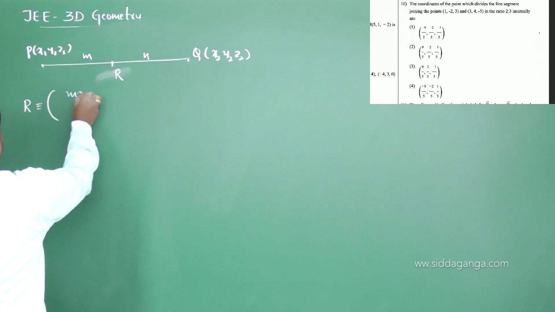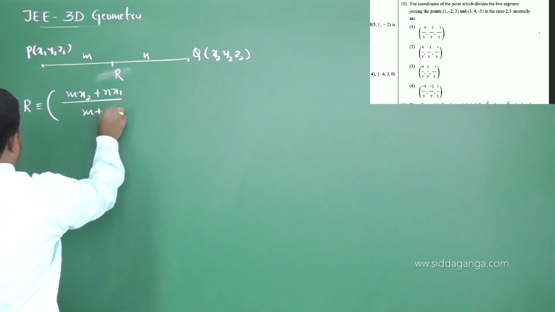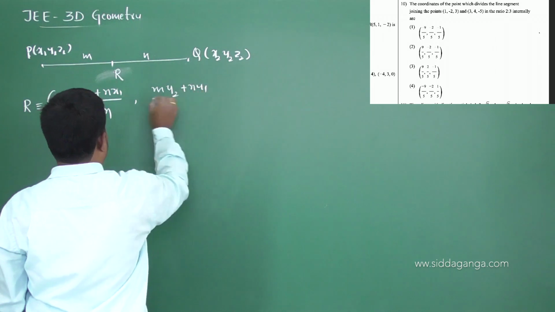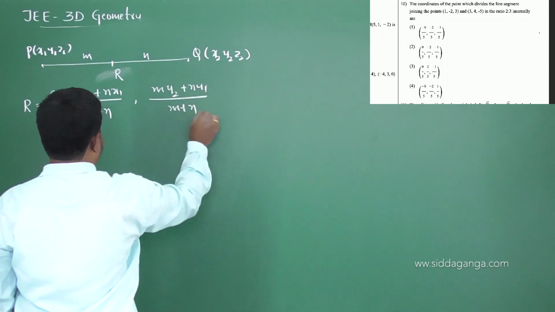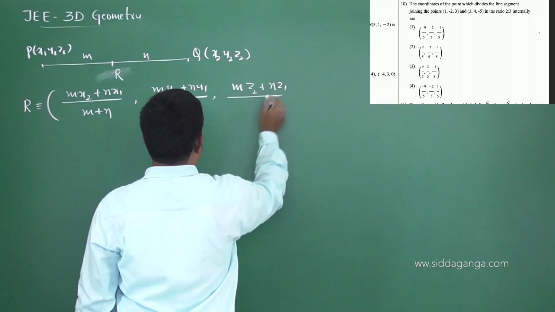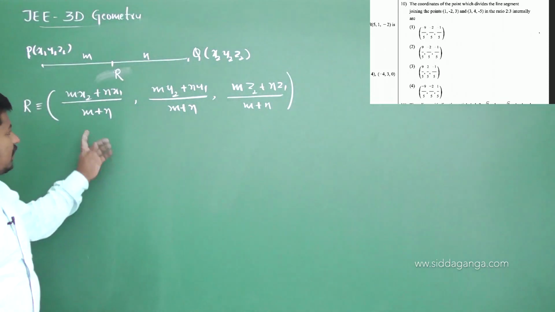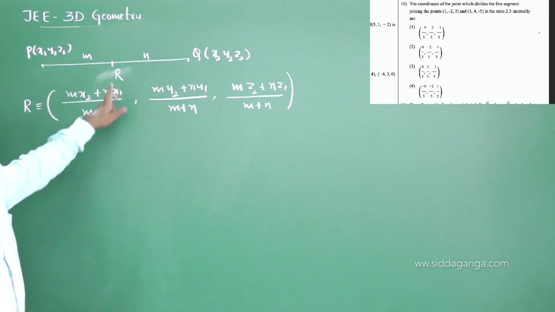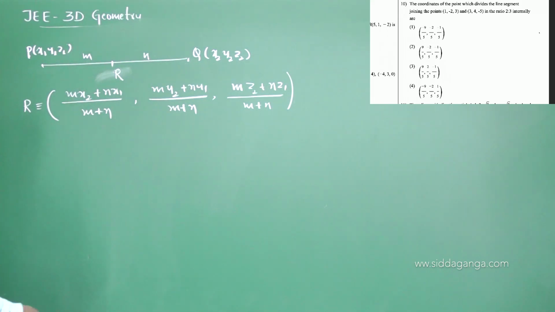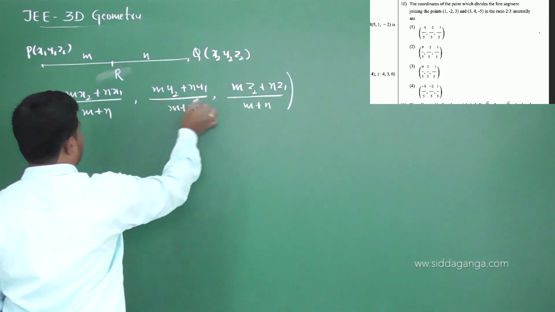(mx2 + nx1)/(m + n), (my2 + ny1)/(m + n), and (mz2 + nz1)/(m + n). So these three will be the coordinates of R when R divides PQ internally in the ratio M is to N. If it divides externally in the ratio M is to N, then it becomes (mx2 - nx1)/(m - n). In the same way, the signs become negative.